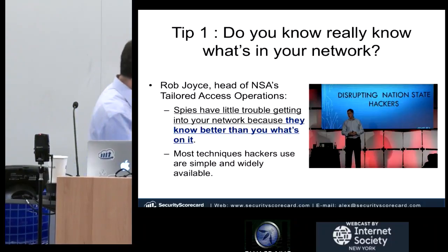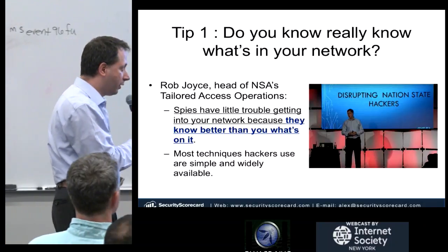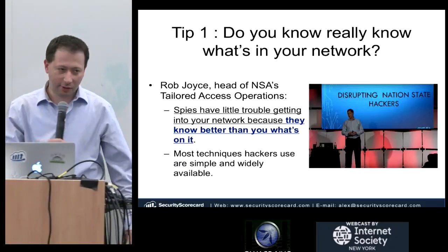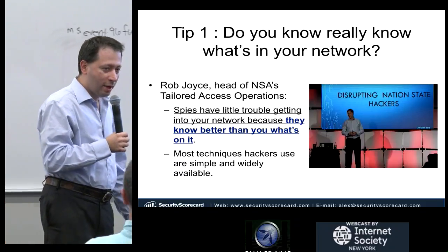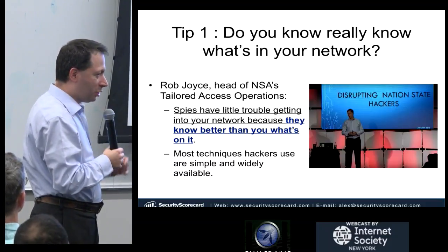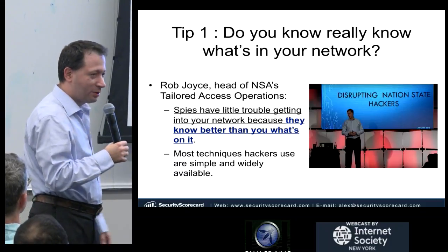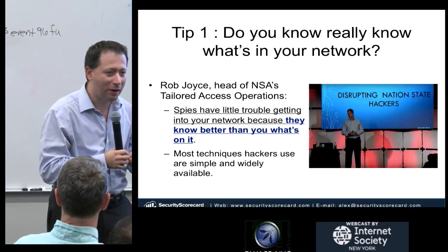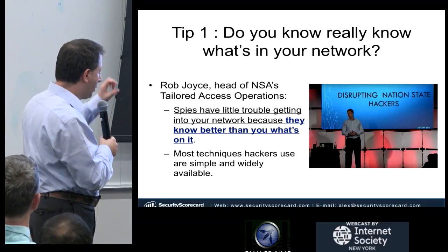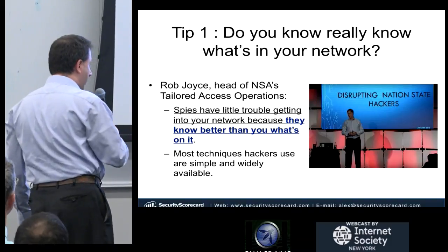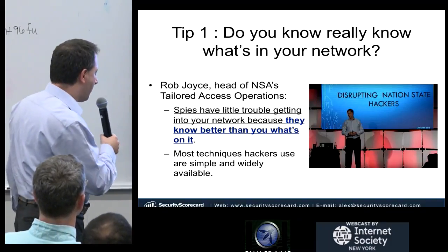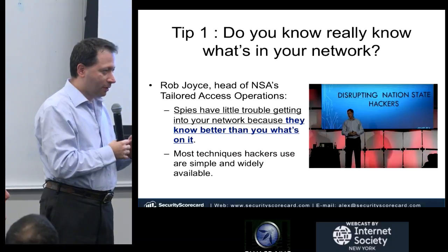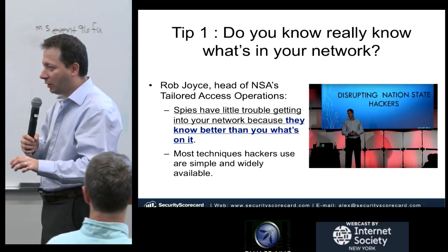So tip number 1: there was a really good talk by Rob Joyce. If you want to Google for that talk, it's called Disrupting Nation-State Hackers. Rob Joyce is head of the NSA's Tailored Access Operations. Basically, in that talk he said: if you want to make a nation-state hacker's job harder for us to break into your organization, here are the things you need to do to make it really hard if we want to hack your company or your house. It's a great talk, but one of the key takeaways is this sentence right there: spies have little trouble getting into your network because they know better what's on your network than you do. That sentence should sink in. The spies and the nation-state hackers know better what's on your network than you do.